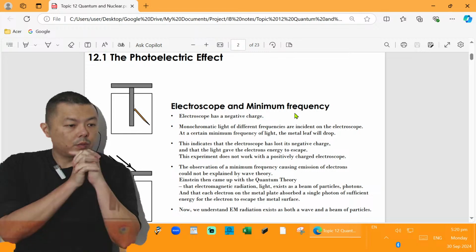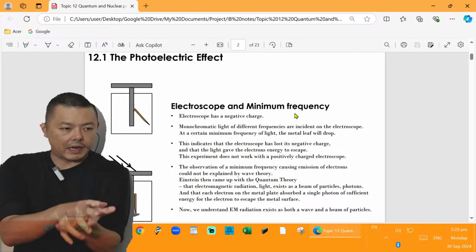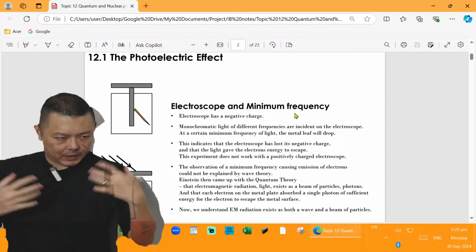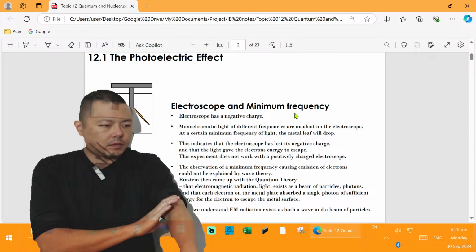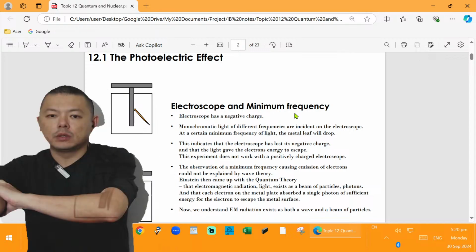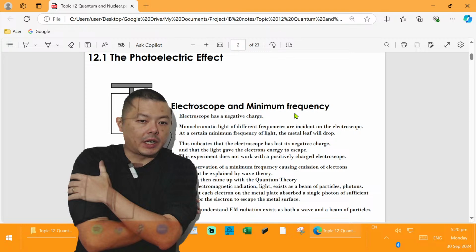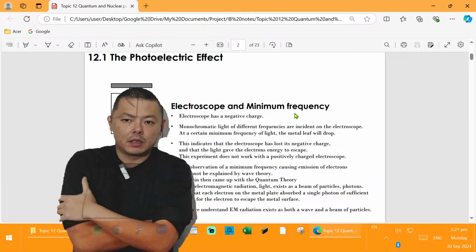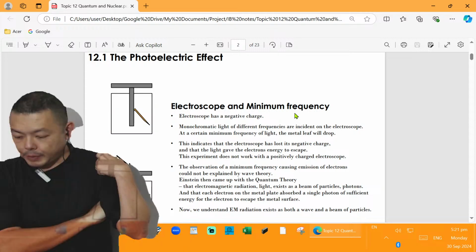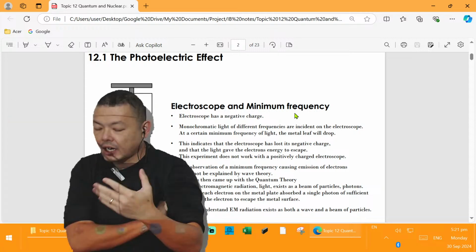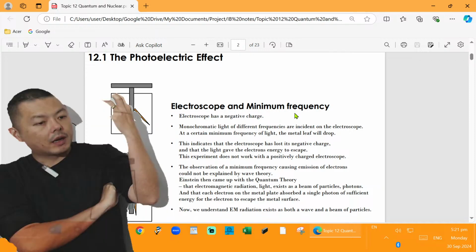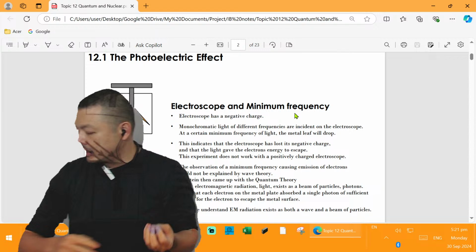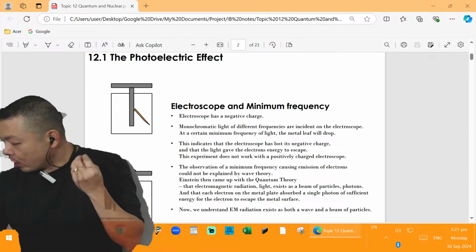So we're trying to prove that light is a particle, so light exists as photons, right? What's the setup of proving that? What do we do? We shine monochromatic light. So in this experiment, topic 12, photoelectric effect, we shine color specific light. That means we select a certain color, and we shine only that color, right?